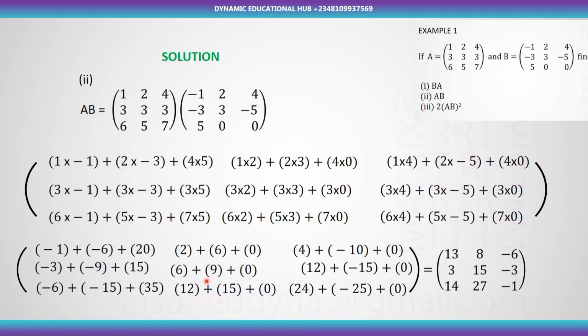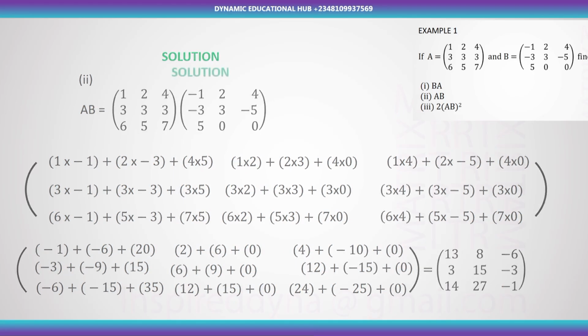We have 6 plus 9, 15 plus 0. That will give us 15 that we have over here. We also have 12 plus minus 15, that's 12 minus 15, minus 3. Minus 3 plus 0, minus 3. Minus 6 plus minus 15, minus 6 minus 15, that's minus 21 plus 35, that is 14. We also have 12 plus 15, that's 27 plus 0, 27. 24 plus minus 25, that's 24 minus 25, that is minus 1. And that is going to be our answer.